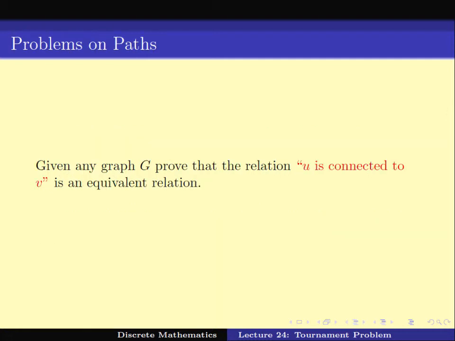So one problem that I would like to assign you is to prove that the relation U is connected to V is an equivalence relation. Okay, so we have looked at equivalence relations in our first week. This relation means U is related to V if U is connected to V. Prove that it is an equivalence relation.